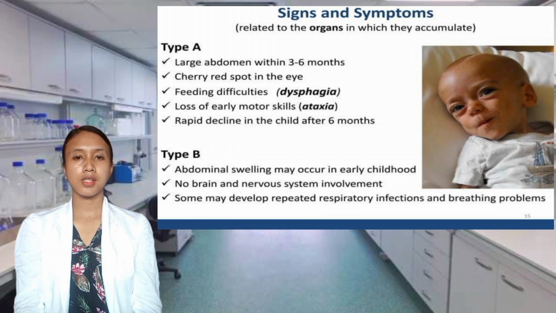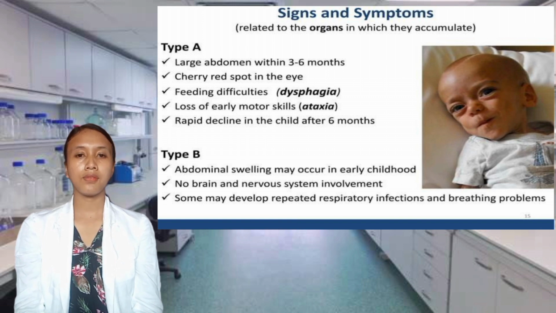Now let's move on to signs and symptoms related to the organs in which they accumulate. Let's start with type A. Large abdomen within 3 to 6 months. Cherry red spot in the eye. Feeding difficulties, which is called dysphagia. Loss of early motor skills, which is called ataxia. Rapid decline in the child after 6 months.